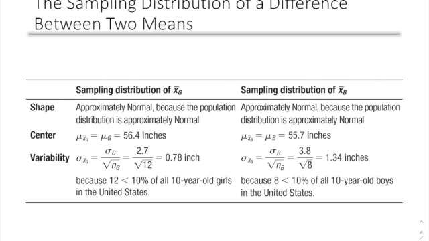From that, we would know that the shape of each of them is normal because both population distributions are normal. The mean for the girls would be 56.4, the mean for the boys 55.7, and then for standard deviation, remember it is sigma divided by the square root of n. So for girls it would be 0.78 and for boys 1.34, because both sample sizes are less than 10% of all girls and boys of that age in the United States.